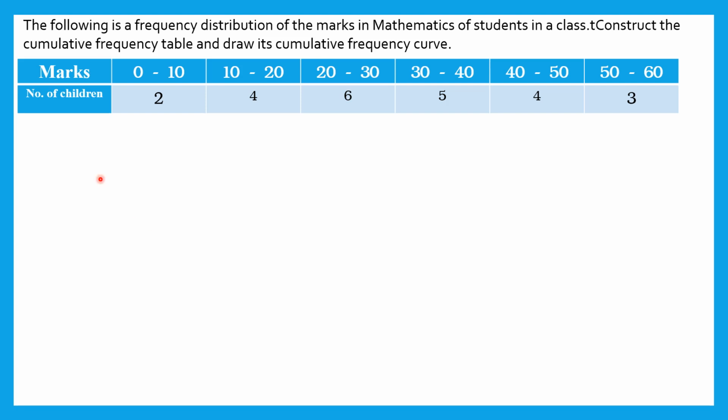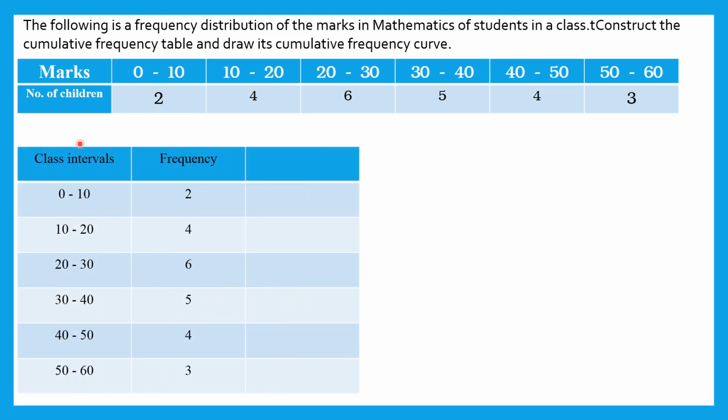Here there are 3 columns. The first 2 columns are the same. The first column should be class interval and the second column should be frequency. Here we can copy these class intervals into this table, and these are the frequencies 2, 4, 6, 5, 4 and 3. Now I have completed the first 2 columns of my cumulative frequency table. Now what about the third column?